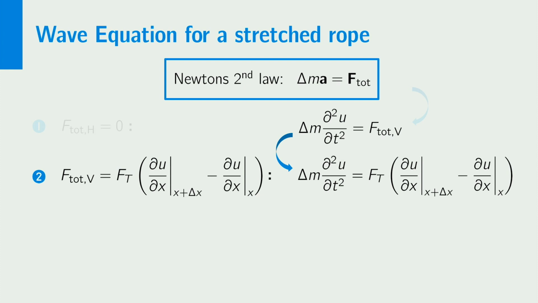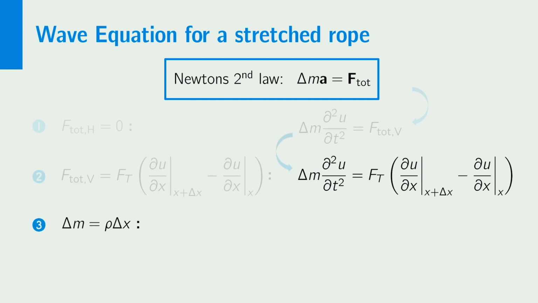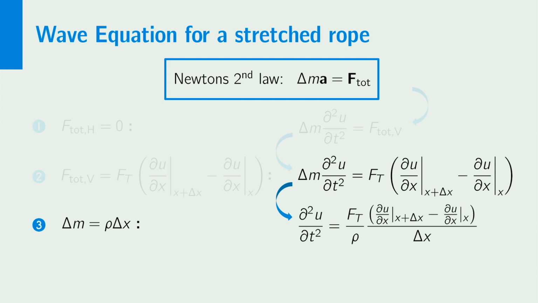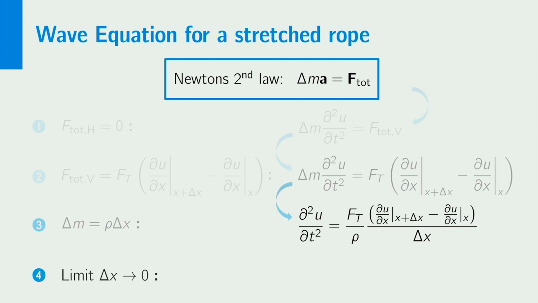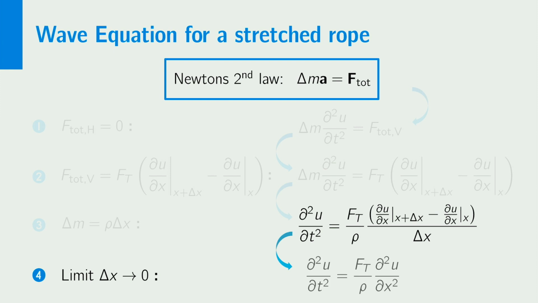The third ingredient is our expression for mass. Recall that the mass is equal to delta x times the mass density rho, and if we divide both sides of the equation by the mass, we get this. But at the surface, this equation looks very messy. But take a closer look. Do you recognize the rightmost fraction? Indeed, it looks familiar. If we take the limit where delta x approaches 0, then this fraction is exactly the derivative of du/dx with respect to x. So in fact, it's a second derivative. And finally, we arrive at our wave equation.